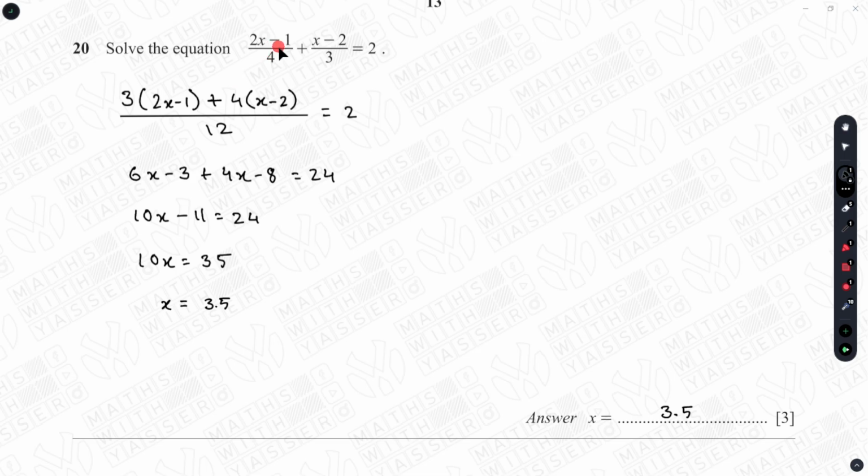Question number 20. Solve the equation (2x minus 1) over 4 plus (x minus 2) over 3 equals 2. If we do the LCM for 4 and 3, we will get 12. Then we have to multiply 2x minus 1 with 3 and x minus 2 with 4. So then we can cross multiply for 12 and 2. That will give us 24. And if we expand these brackets, we will get 6x minus 3 plus 4x minus 8. Simplifying it further, we will get 10x minus 11 equals 24. Or we can say 10x equals 11 plus 24, which is 35. So x will be 3.5.